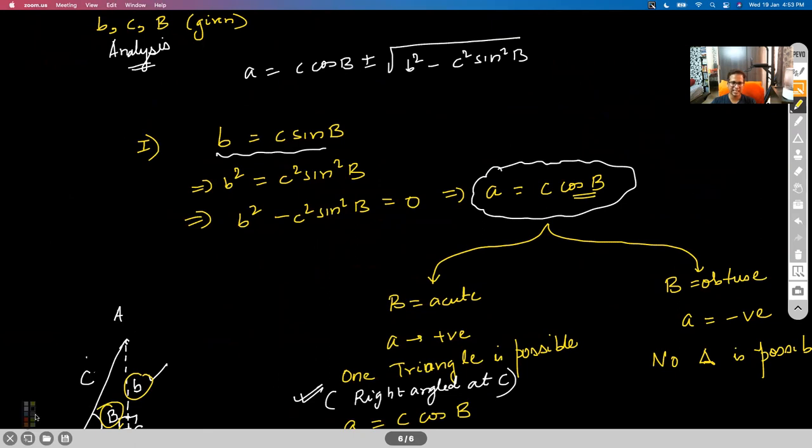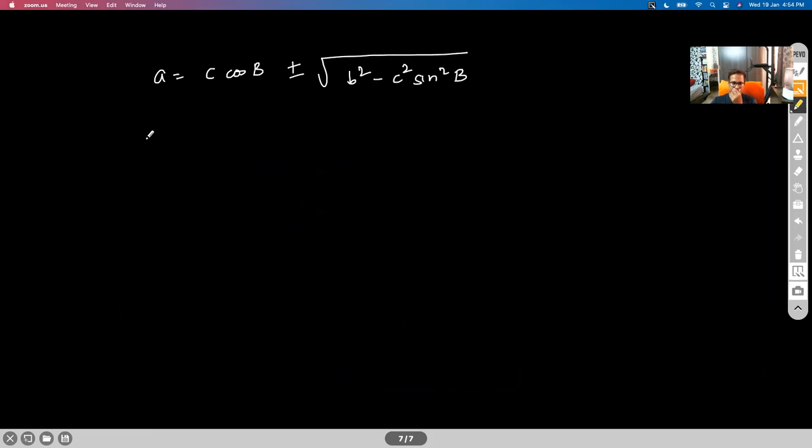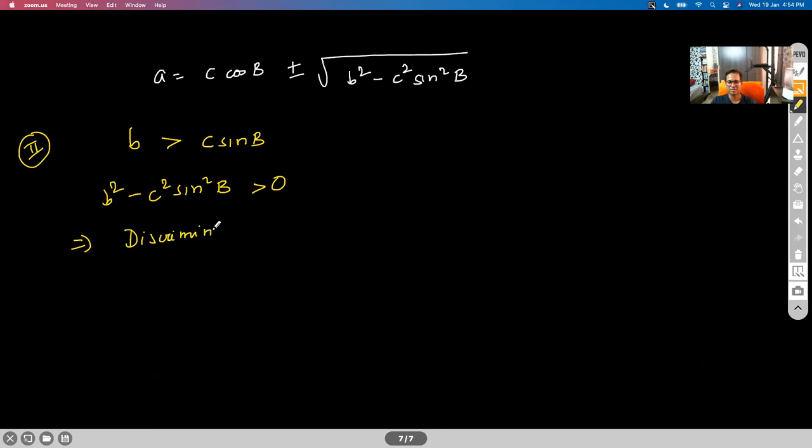I will rewrite this again on the next page. Don't worry about it. So our a was c cos B plus minus under root b square minus c square sine square B. Correct? Okay. So the second situation is where my b is greater than c sine B. That means b square minus c square sine square B is positive. That means this whole thing is a real quantity. Basically you're trying to say that the discriminant here is positive, I mean, the discriminant is greater than zero. So what happens in such a case?